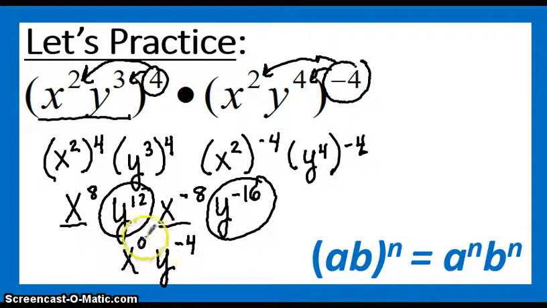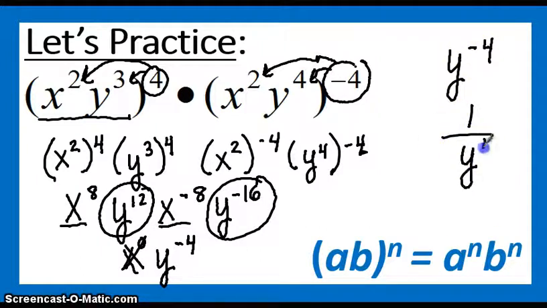Now, x to the 0 we don't have to write because that's 1, and 1 times anything is just itself. So we have left y to the negative 4. Since it has a negative exponent, we'll have to move it to the denominator to be y to the fourth. So our simplified expression is 1 over y to the fourth.